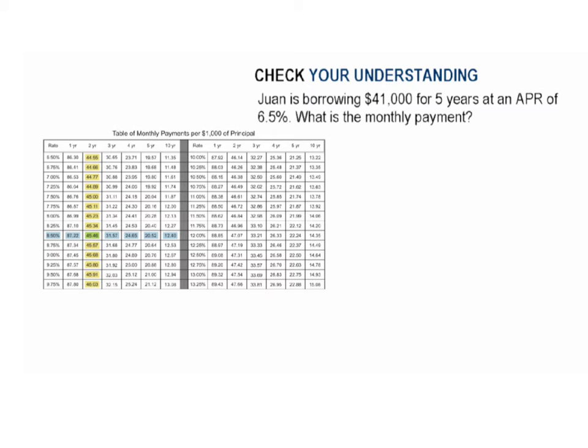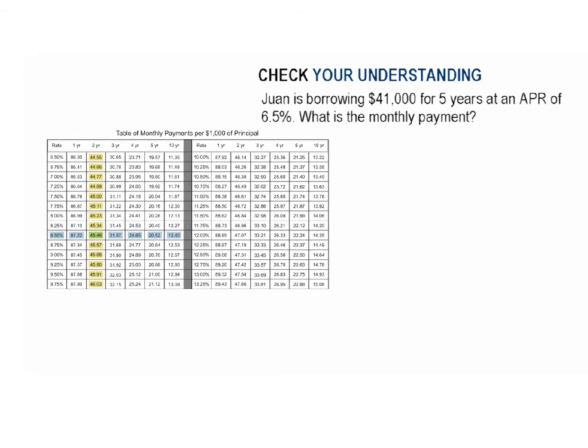Here's a check your understanding. It says Juan is borrowing $41,000 for 5 years at an APR of 6.5%. What is his monthly payment? Let me move this over a little bit so we can see our percentages.